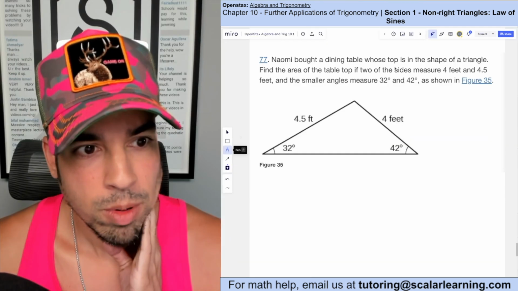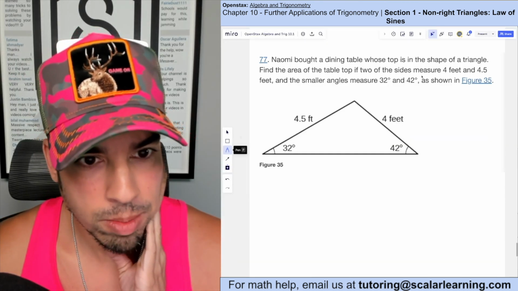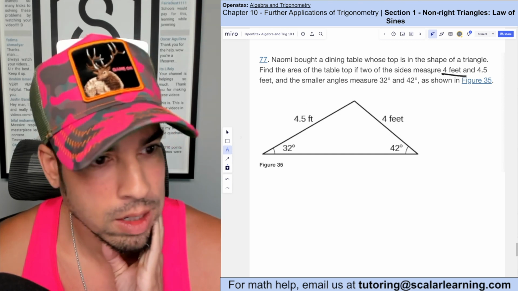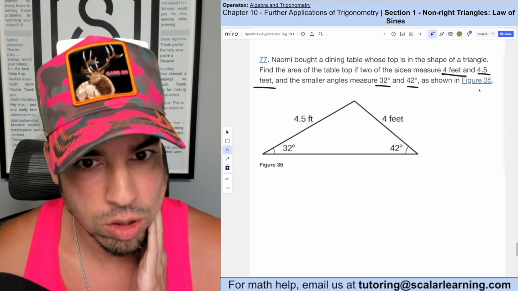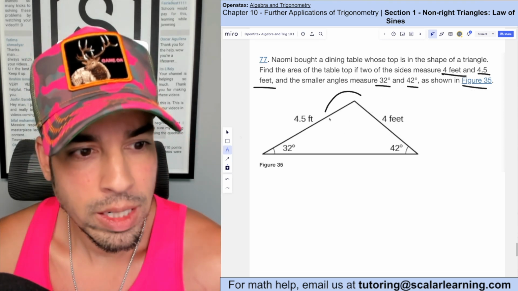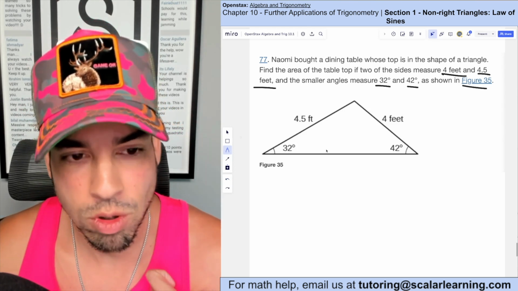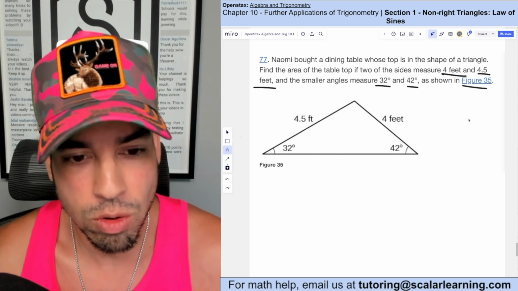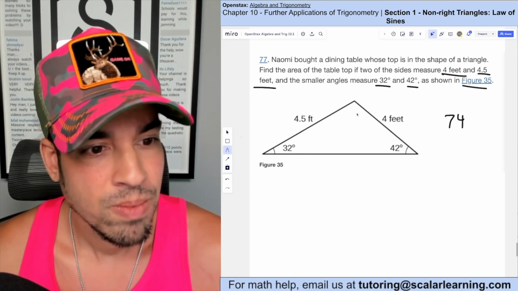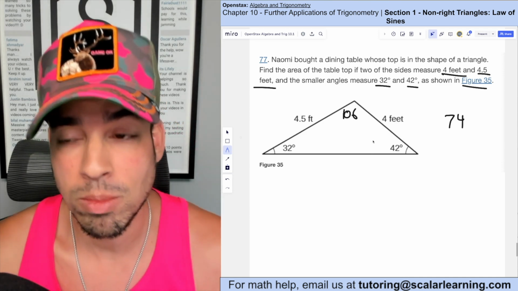Done. Naomi bought a dining table whose top is in the shape of a triangle. Find the area of the tabletop if the two sides measure 4 feet and 4.5 feet, and the smaller angles measure 32 and 42 as shown below. So the thing is, we need this angle. We need to have the included angle between the two known sides in order to use the formula. But we don't have it, but we can deduce it because these two add up to 74 degrees. And therefore, this would have to be 106 because all three angles need to add up to 180.